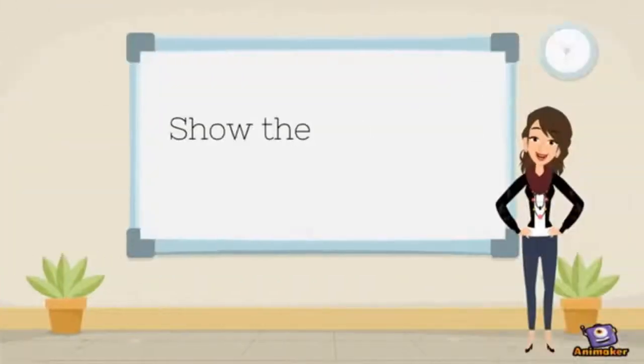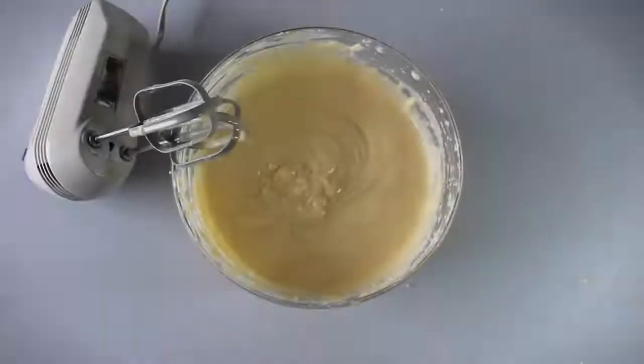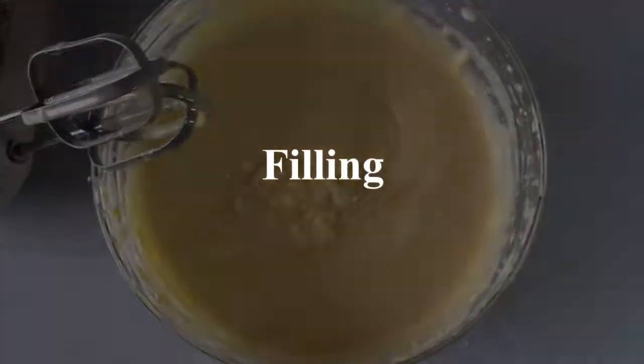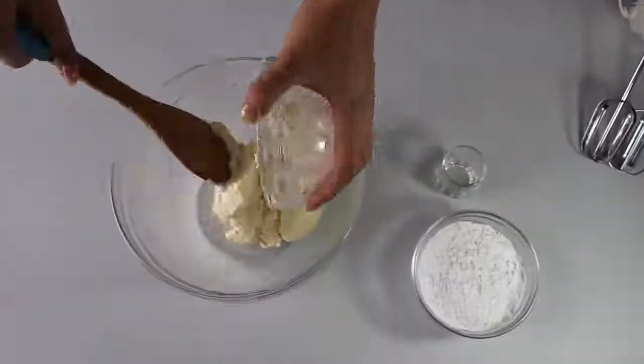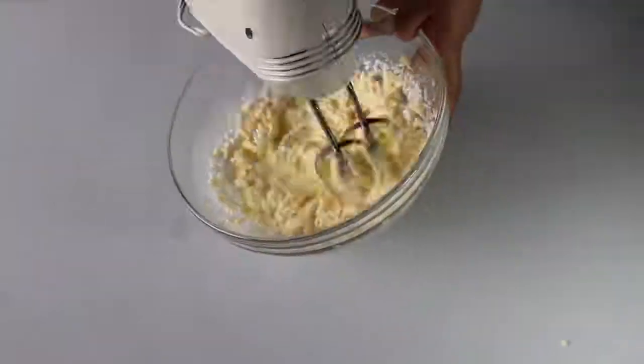It is important to show the procedure step by step and explain each in detail. Next, we're going to make the filling. Start, mix the cream cheese, the granulated sugar, and the vanilla. Blend until it is smooth and creamy.